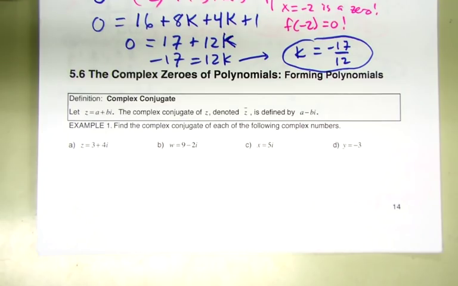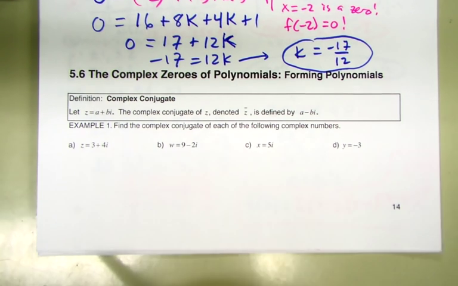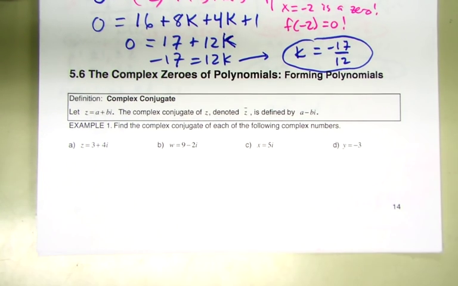All right, so there are two parts of 5.6. The first part will just be focusing on forming polynomials. So if we have some root information or zeros, same thing. If we know some of that, then we can work backwards and figure out what the polynomial was at the beginning. Okay, so let's start with a definition here.